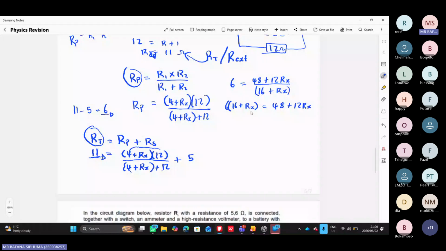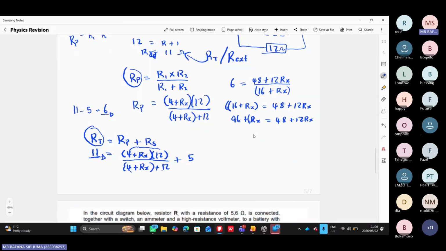96. And then this one is just Rx. It's equal to 48 plus 12 Rx. And then, yes, sir. No, sir, it's going to be 6 Rx. Oh, this one is 6 Rx. Okay, thank you.